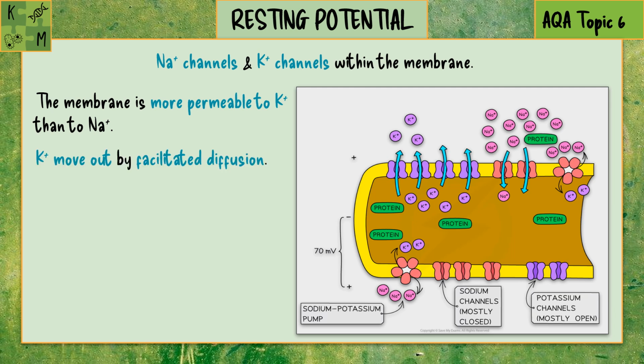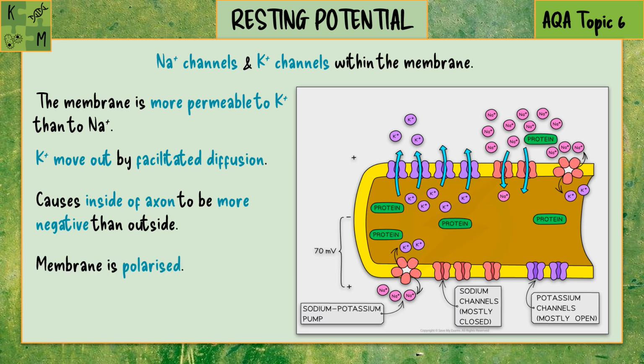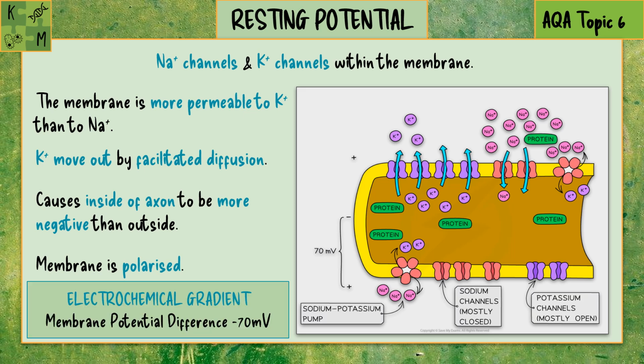With more positively charged ions on the outside compared to the inside of the axon, there's a potential difference across the membrane. As both types of ion carry a positive charge, the ions repel one another. A state of equilibrium is reached between the chemical and electrical gradients. At this point, the potential difference across the membrane is about -70 millivolts. At this resting potential, we say the membrane is polarized.